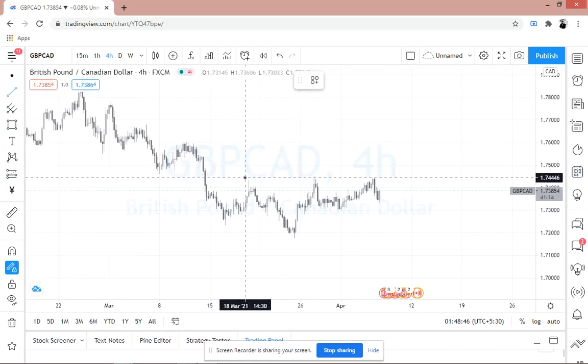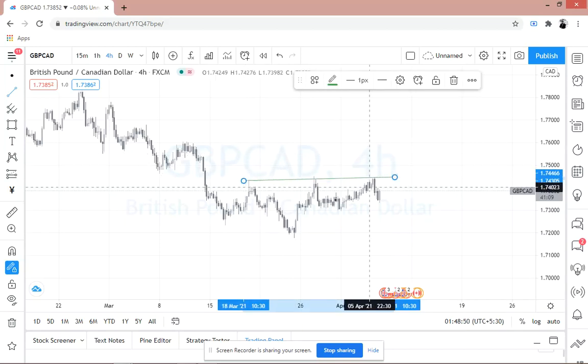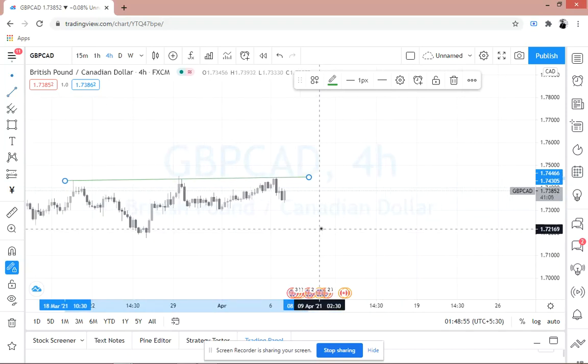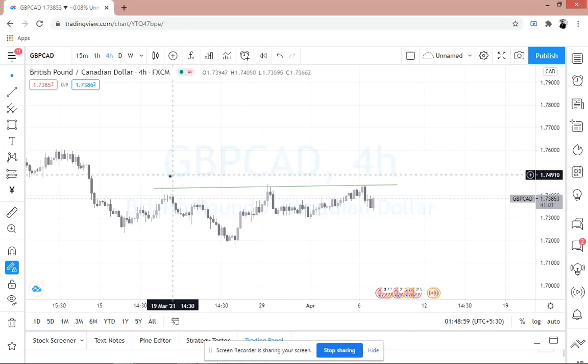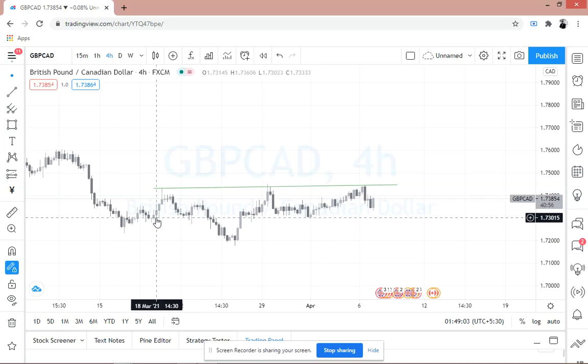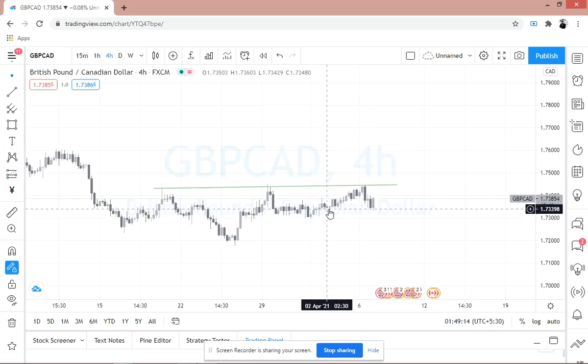But let's see. So we have sellers here. We have sellers here. We have buyers around this area. Now when the buyers enter, we also have some buyers around this area. We also have a reversal here.